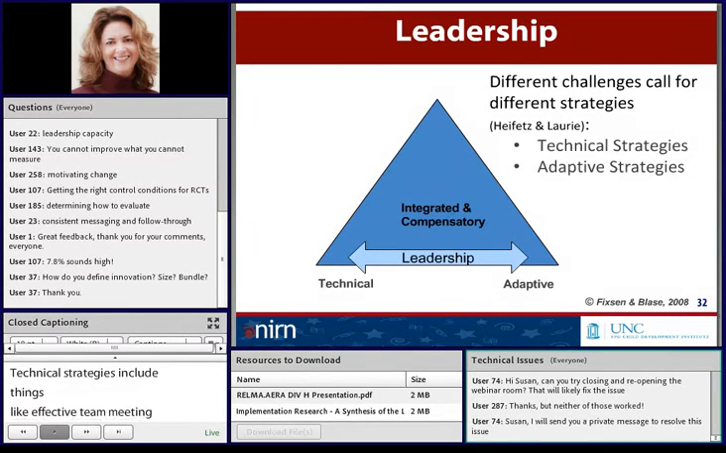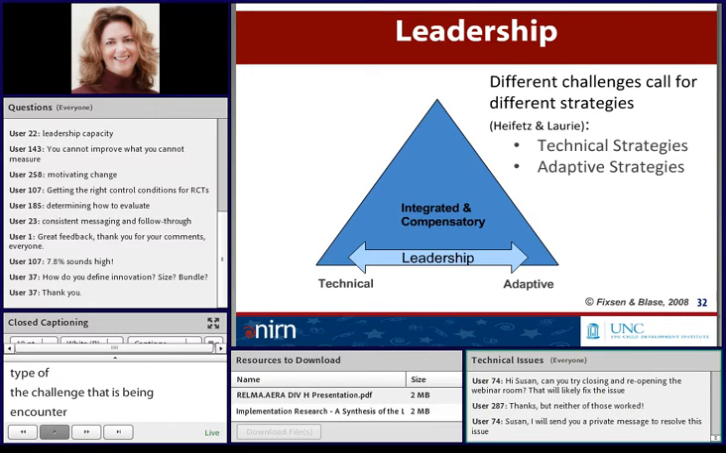Adaptive strategies, on the other hand, are for those adaptive problems that are not clearly defined. The problem is not clearly identified. There may be competing perspectives on what the problem is, and the solution is not readily known or available, and there could also be differing views on what that solution is. So Heifetz and Laurie stress the importance of matching the type of leadership strategy to the type of the challenge that's being encountered, or unintentionally we can exacerbate the problem.